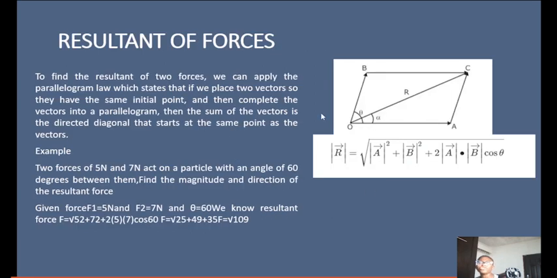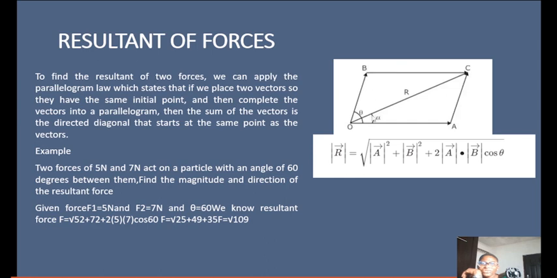Resultant of forces. How do we resolve forces? We have different forces. We can have two forces. We can have more than two forces. Sometimes the forces will be at a right angle, sometimes they will be at an acute angle, and sometimes they will form a parallelogram. So to find the resultant of two forces, we can apply the parallelogram law, which states that if we place two vectors so that they have the same initial point, and then complete the vectors into a parallelogram. Look at this.